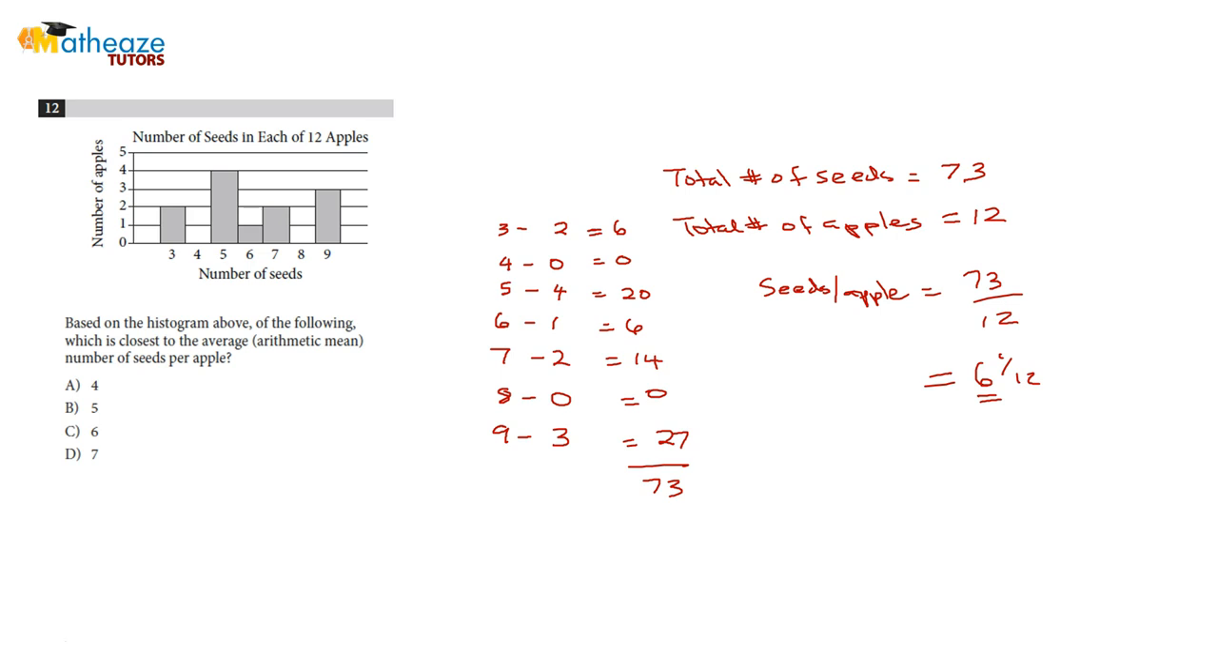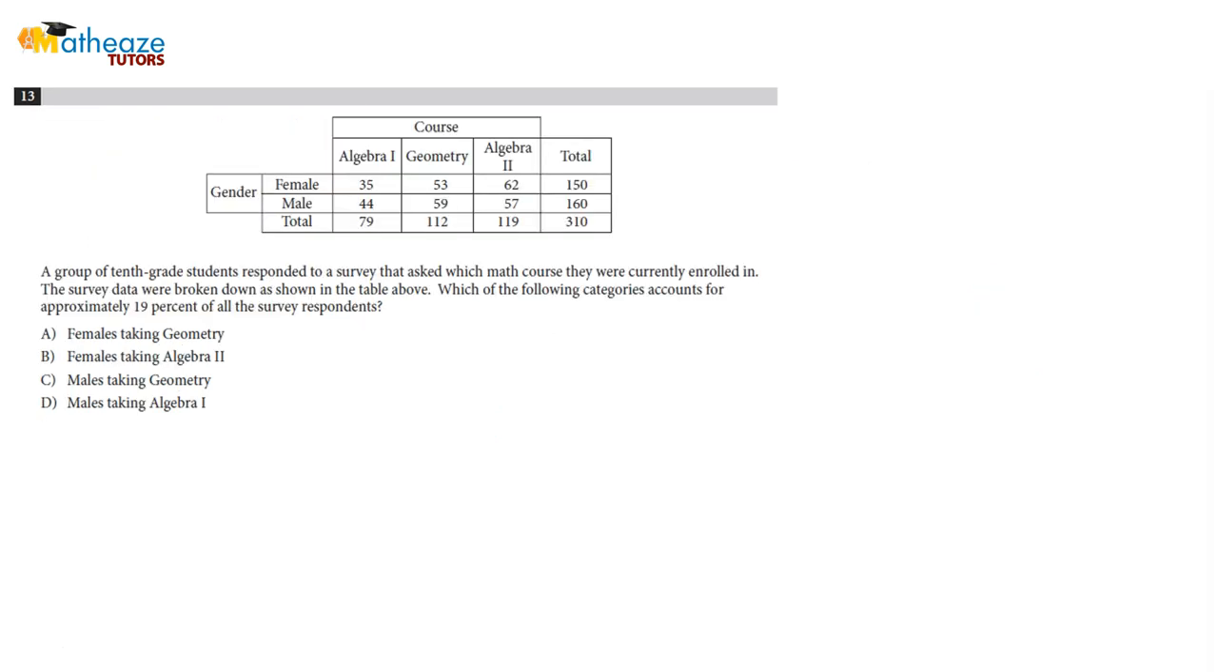seeds per apple. So a group of 10th grade students responded to a survey that asks how many math courses they were currently enrolled in. The survey data were broken down as shown in the table above. Which of the following categories accounts for approximately 19% of all survey respondents? 19% of all survey respondents, okay?